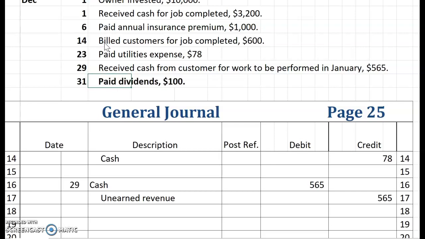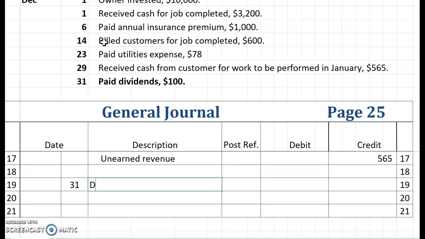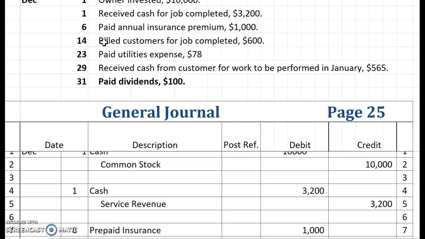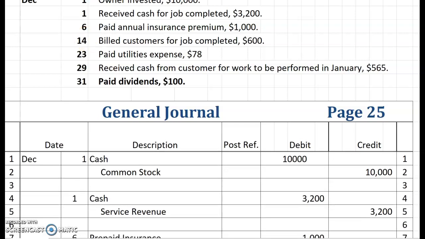And then finally, we paid our dividends. It's the last transaction. So our debit is to dividends. Dividends has a debit balance. It goes up, and in the normal course of business, it only goes up by $100. And since we're paying, our credit is to cash. So now we've recorded all of the journal entries. So our next step now is to post to the general ledger.